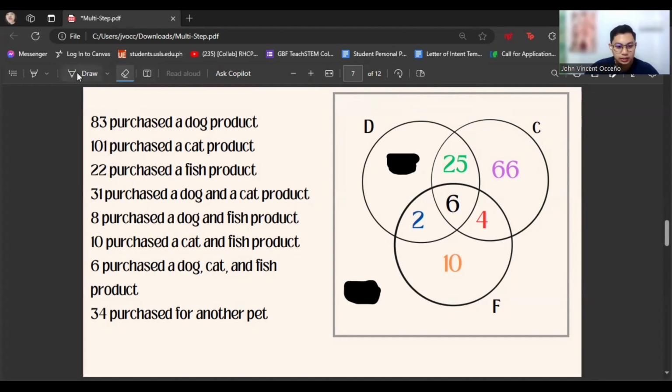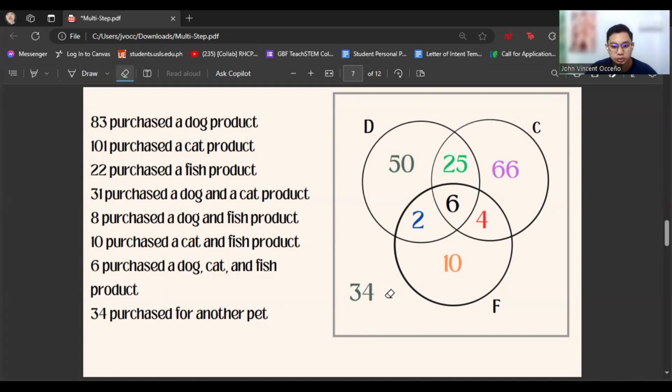And the last step is still the same. For the dog product, here is the circle. Again, we subtract those intersections who purchased a dog product. So 25 plus 6 plus 2, get an answer of 33. Subtract it from 83, get an answer of 50. Now, what about for those who purchased for another pet? Simply, we just put it outside the circle since it has no relationship. 34. Now we have completed our Venn diagram.